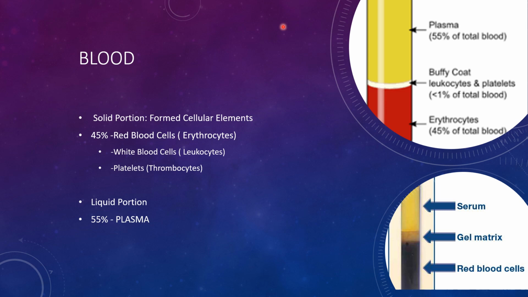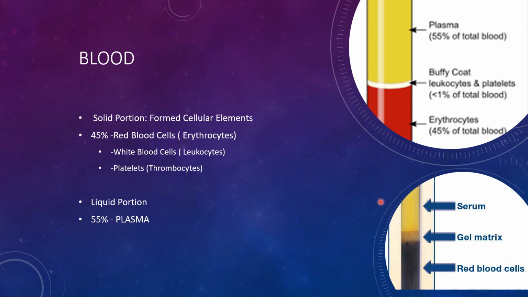So when you say plasma, this is the liquid portion of anticoagulated blood. Kapag anticoagulated yung blood sample, it is called plasma because meron pa siya ditong mga clotting factors. Unlike sa serum, it is also the liquid portion of the blood removed from the body.